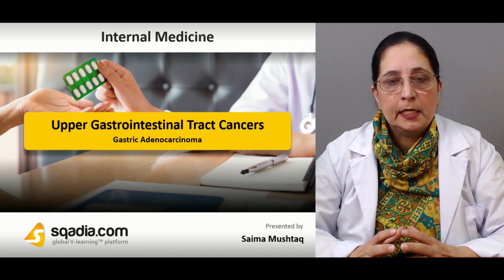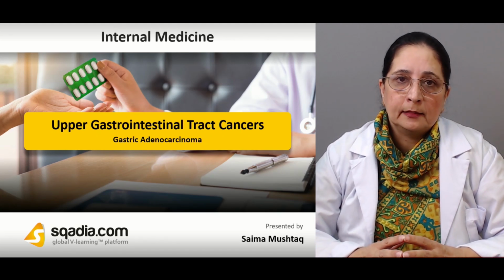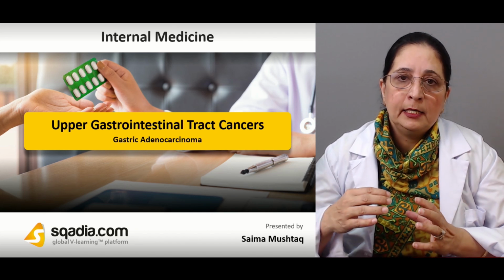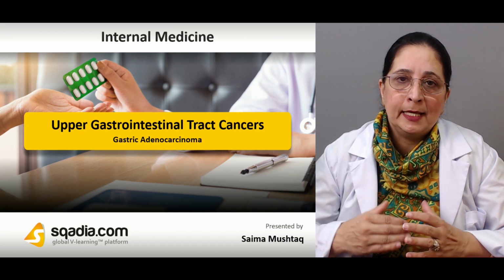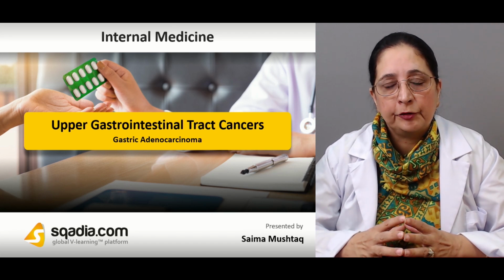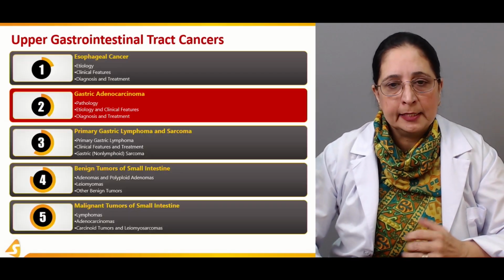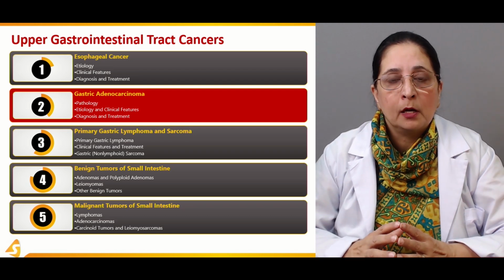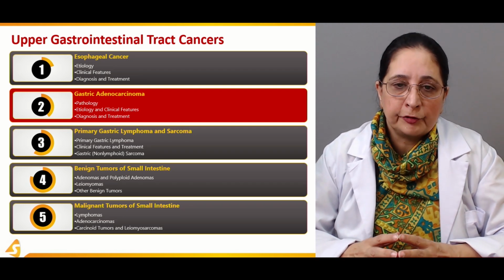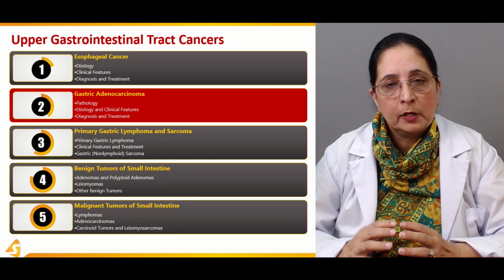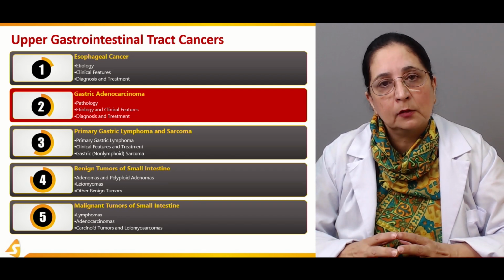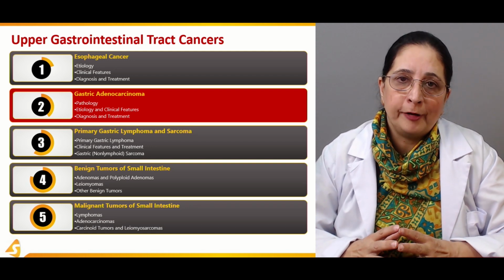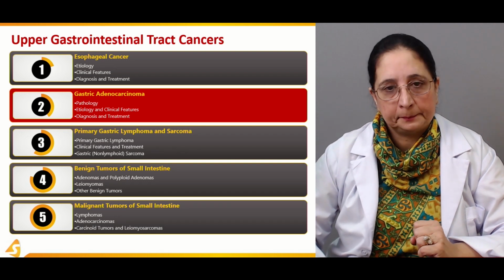So after discussing the esophageal cancer, the next structure of the upper GI tract, where the esophagus ends, is the stomach or gastric region. So in this section now I'll discuss the gastric adenocarcinoma. What's the pathology of gastric adenocarcinoma? What are different causes of gastric adenocarcinoma, how it presents, and how we diagnose and treat this carcinoma.